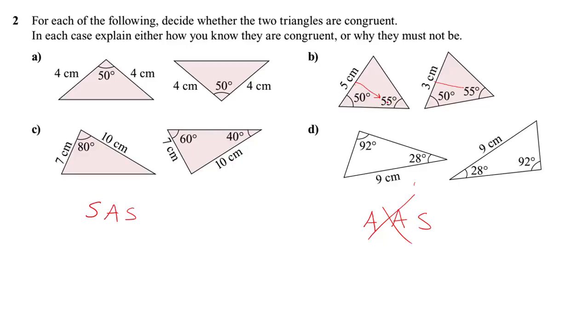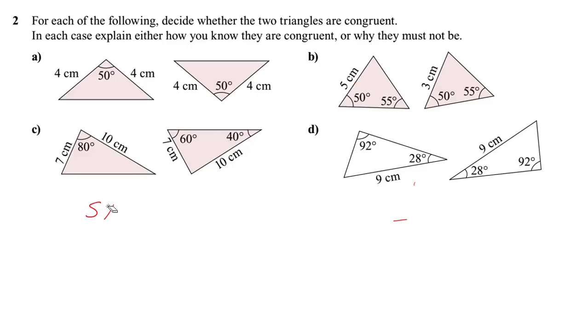The corresponding side here to 55 is this. I mean, the corresponding sides we are talking about here are the 5 centimeters and the 3 centimeters. Why are they corresponding? Because they are both opposite 55, but this is 3 and that's 5. So therefore, this rule doesn't apply to them. Okay, so B is they're not congruent.